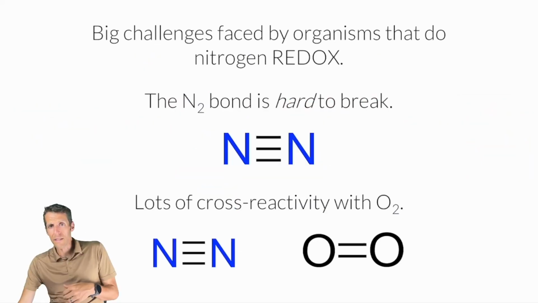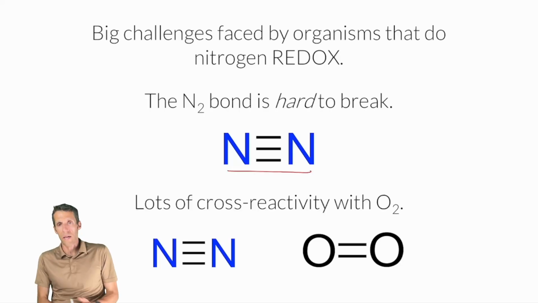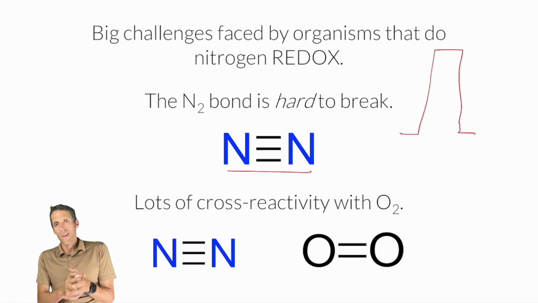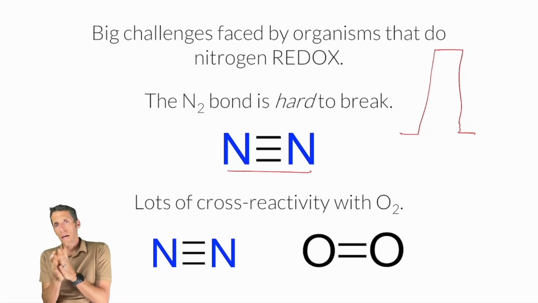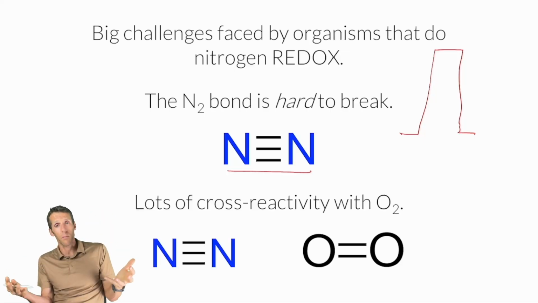And then lastly, if you end up in, say, this state, an N2 state, it turns out this triple bond is extraordinarily hard to break. Thermodynamically, it's expensive to break, we'll put it that way. And it's also got a very high activation energy. So it just takes a long time to break.